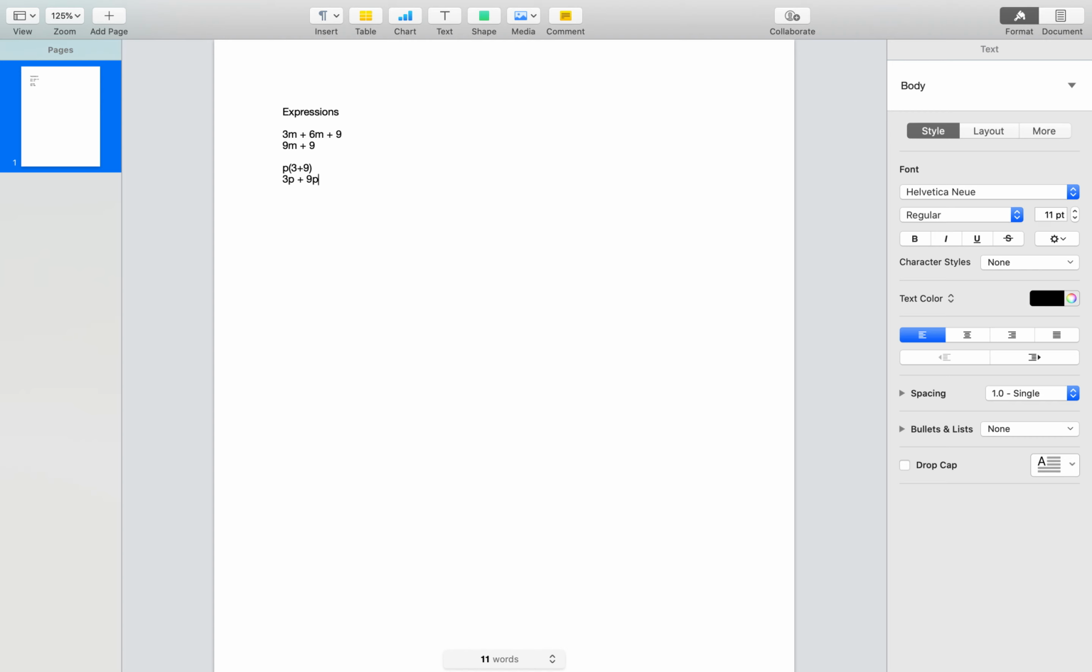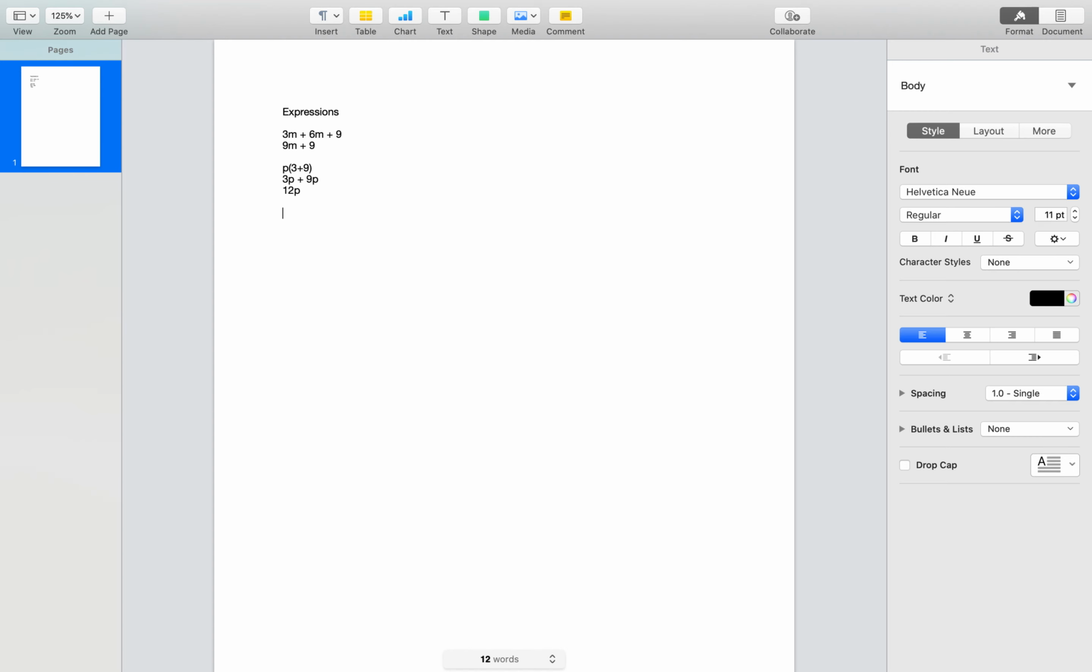Now, some of you answered this way, and I accepted it this time. Going forward, it will not be an acceptable answer, simply because it is not simplified to its smallest form. So what you would need to do is combine those like terms. So 3p plus 9p would be 12p, which should have been your answer.